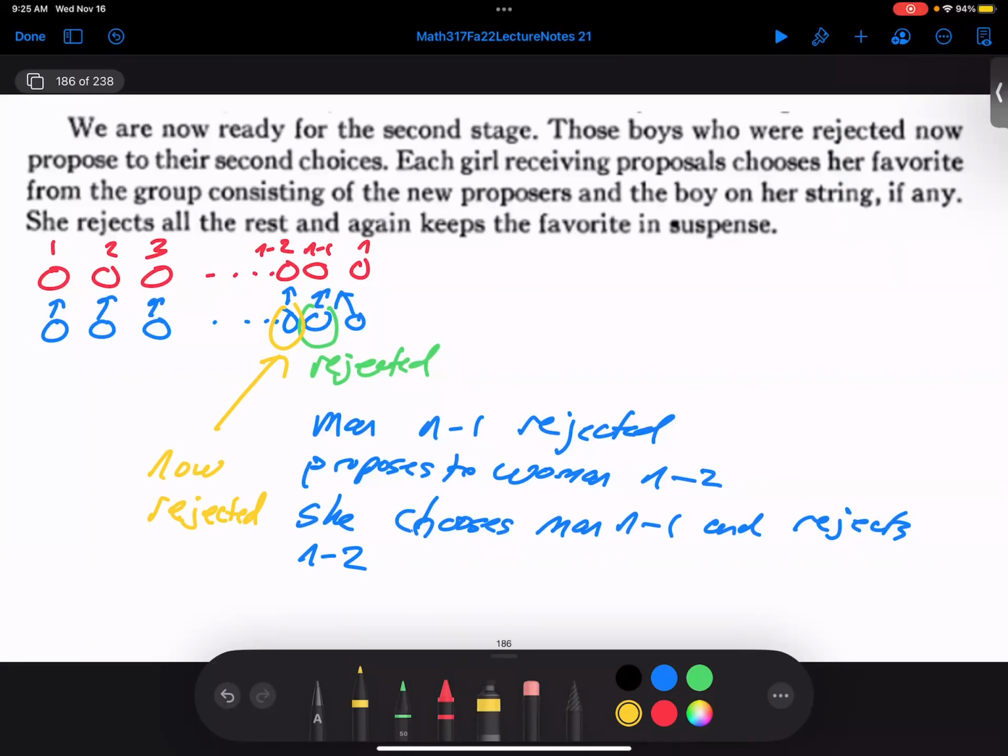You're going to just have some number of rejected people, and they're going to propose. Is it possible that there's no one who's rejected?